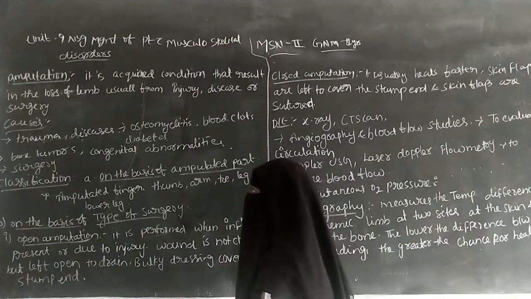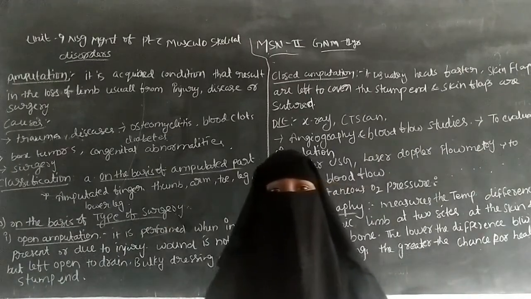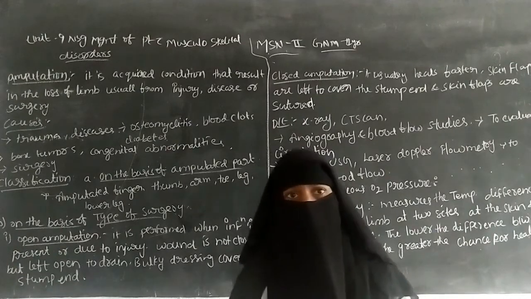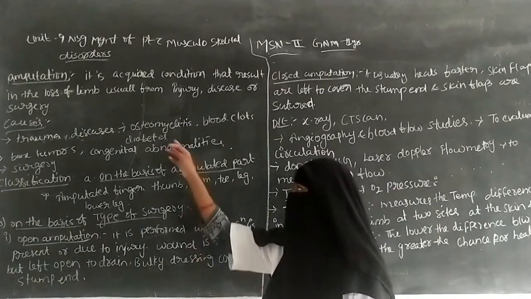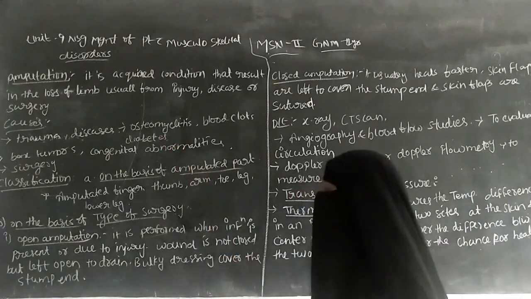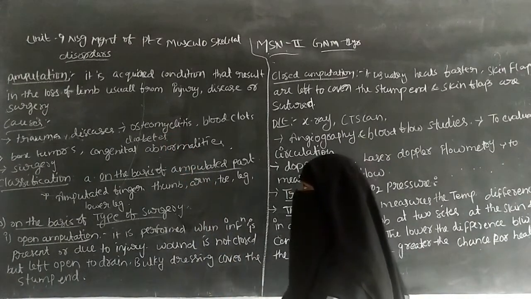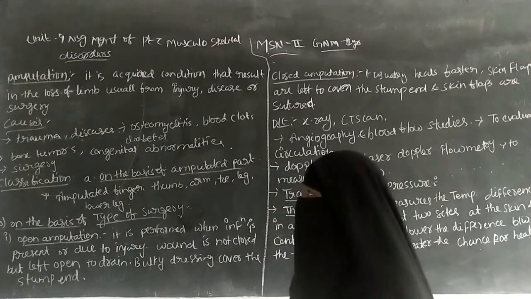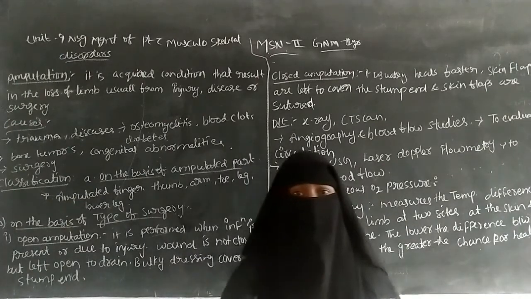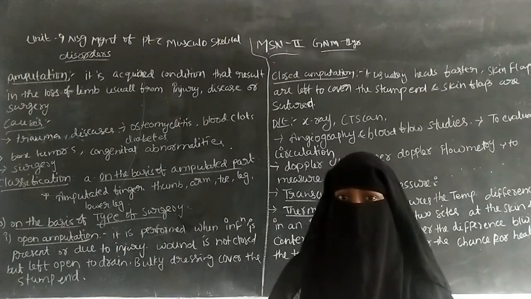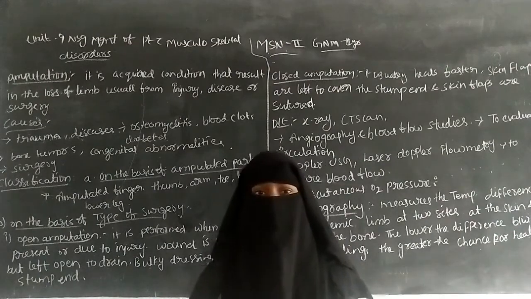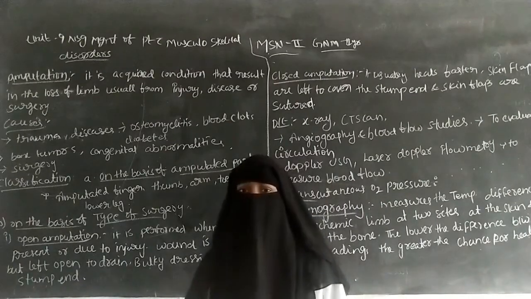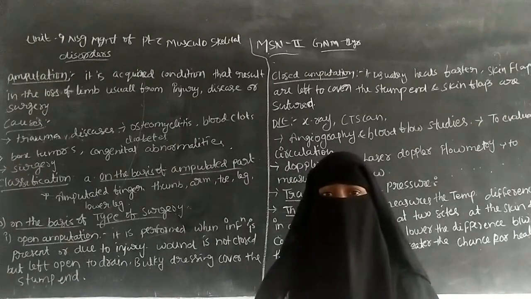And next one is diseases. Diseases like osteomyelitis. In osteomyelitis, the patient may have an infection in the bones, and it is one of the causes for amputation. And there is a blood clot. If a blood clot is present in the lower legs or the upper extremities, the limbs can be removed by amputation. And if the patient has diabetes, it is also one of the causes for amputation.